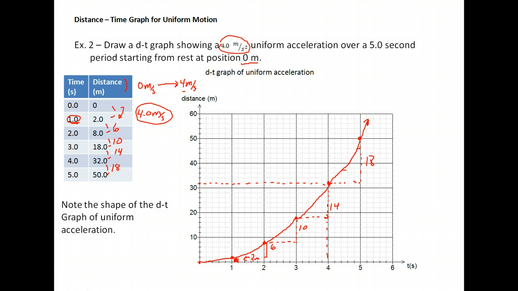So for every second that goes by, you don't have a uniform distance that you're covering. So first, in 1 second is 2, then your distance you're adding on an extra 6 meters, an extra 10 meters, 14, 18, which gives you the shape of this graph.